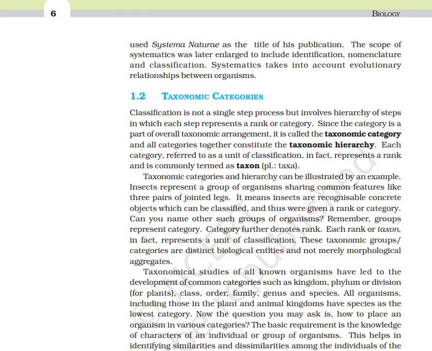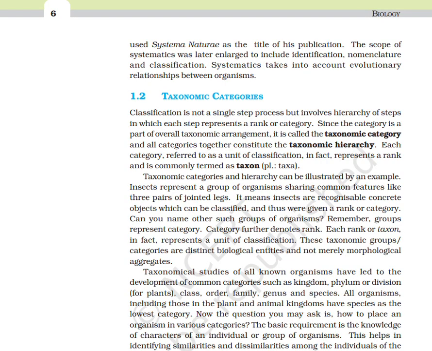Taxonomic categories. Classification is not a single-step process but involves a hierarchy of steps in which each step represents a rank or category. Since the category is a part of the overall taxonomic arrangement, it is called taxonomic category, and all categories together constitute the taxonomic hierarchy. Each category, referred to as a unit of classification, in fact represents a rank and is commonly termed as taxon.